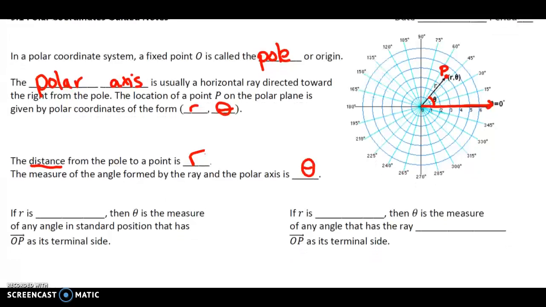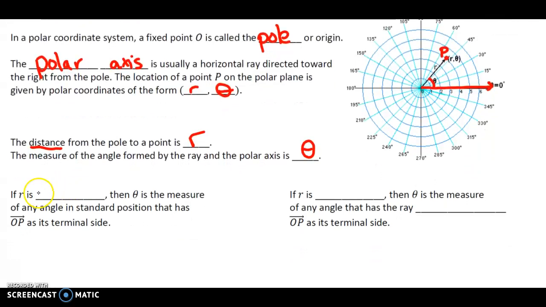If r is positive, then theta is the measure of any angle in standard position that has OP as its terminal side. If r is negative, then theta is the measure of any angle that has the ray opposite or backwards as its terminal side.